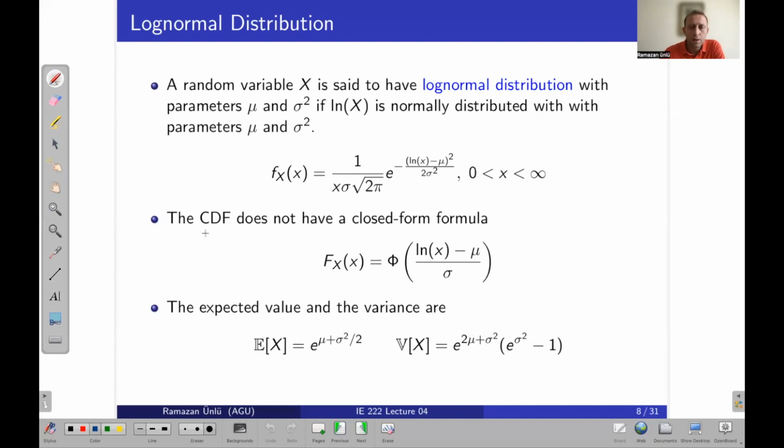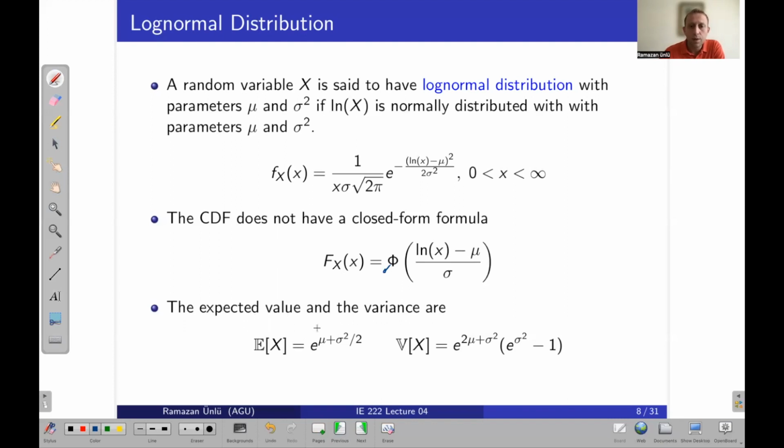The CDF, the cumulative distribution function, doesn't have a closed form formula, but still we can use the normal distribution table, the CDF of the normal distribution. Remember that we were using a table, and that denotes the CDF of the normal distribution. Instead of using x, we can use ln of x, and we can still use that table.